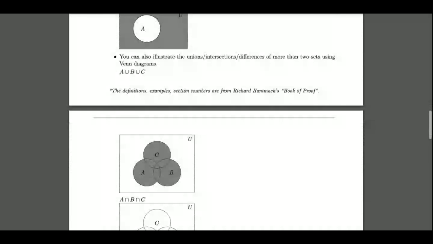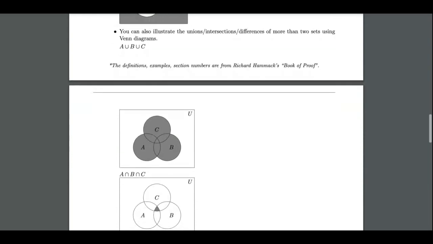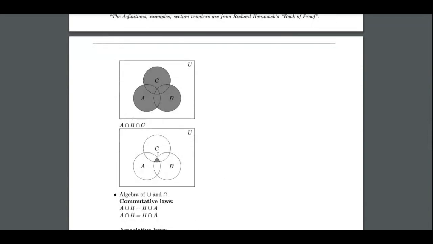And of course, we can union finitely many sets. We can union 3 sets, 4 sets, and so on and so forth. So if we have 3 sets, A, B, C, this is a union of A, B, C. The intersection of A, B, C are the elements in A, in B, and in C.